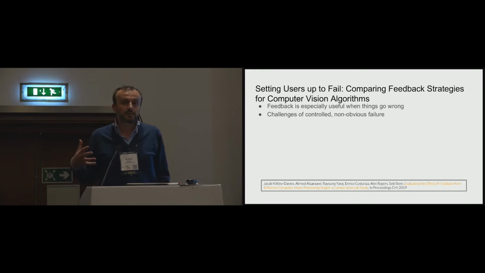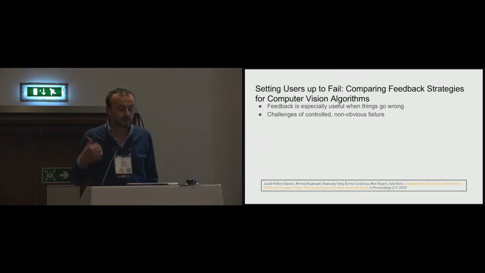Other things that I decided to try and study in the lab were details of the interface design. Yesterday, Jacob Kitley-Davis, my PhD student, presented a paper about how we can best design feedback for computer vision algorithms. They are common now in a lot of apps. Amazon, for example, allows you to just take your phone, scan a product, and see how much it costs on Amazon. But what if it doesn't work?